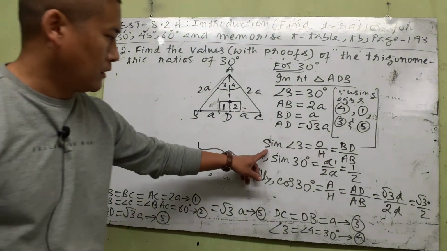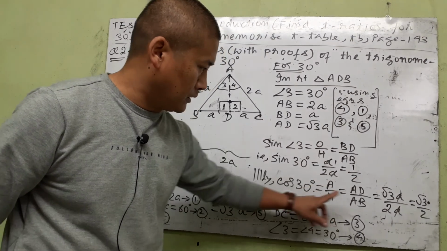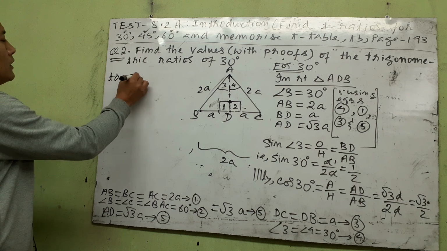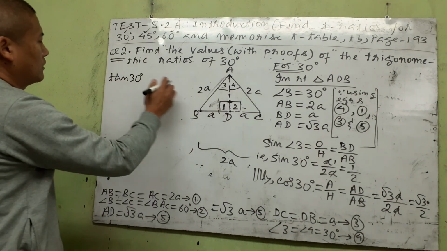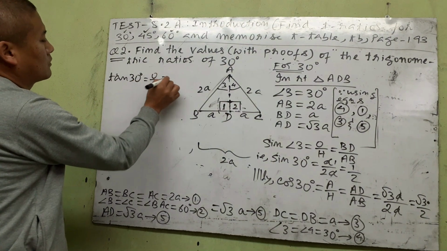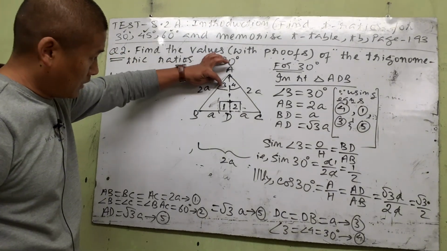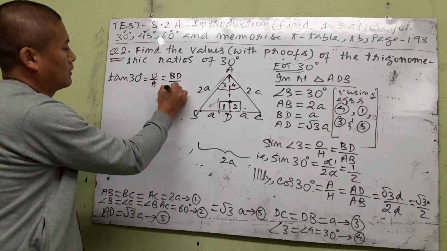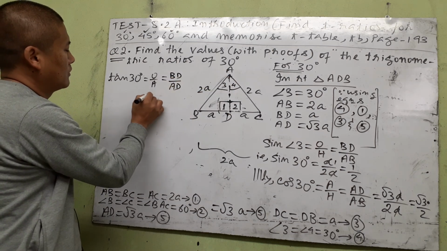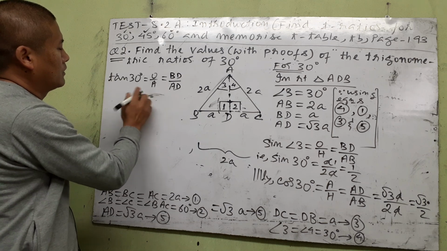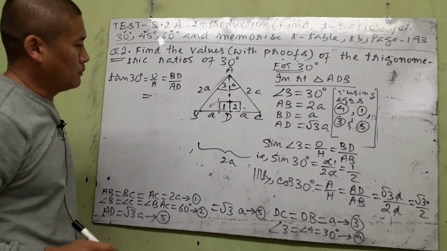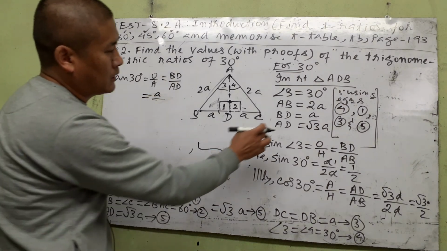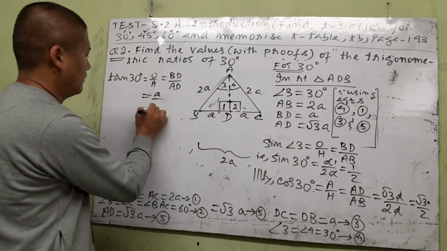So sine 30 degree is half, cos 30 degree is root 3 by 2. Next is tan. So tan 30 degree in that triangle ADB is opposite by adjacent. The opposite to that of angle 3, 30 degree, is BD, by adjacent, which is AD. So that will be equal to DB, here A, by AD, here root 3.